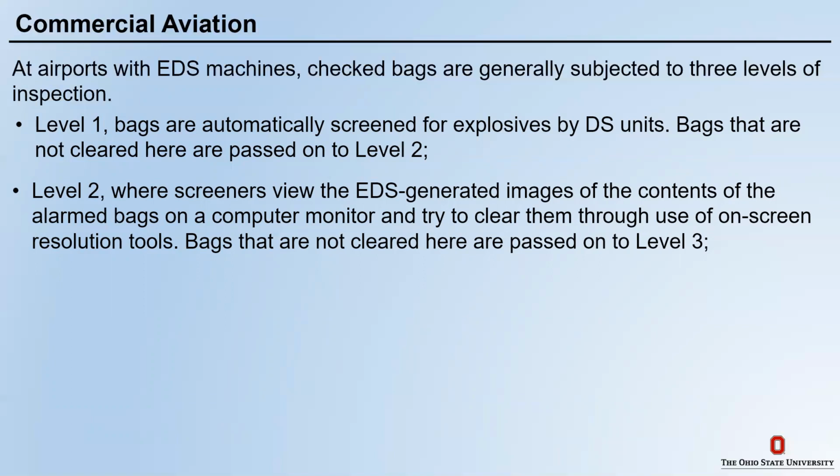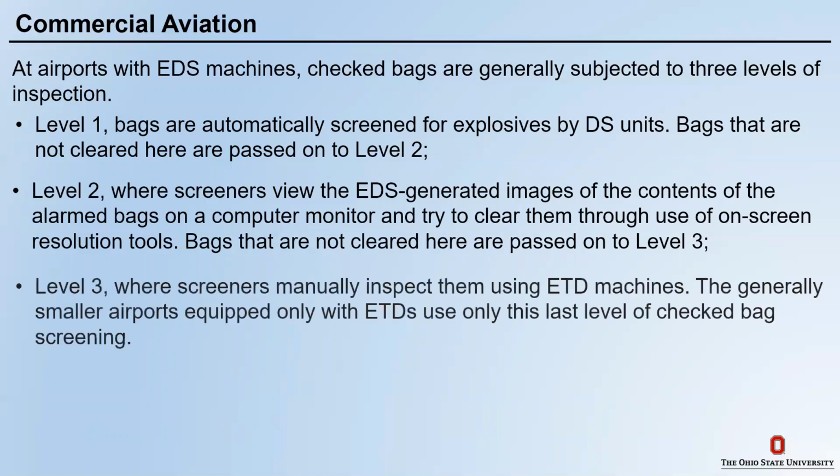If that is still not working, bags that are not cleared here at level two are passed on to level three. At level three, screeners manually inspect them using ETD machines. ETD is actually the second type of detector for checked bag screening. At this level, officers will bring ETD machines to the suspicious item, maybe open it, maybe not, but manually scan it to make sure it's not a danger to the aircraft.